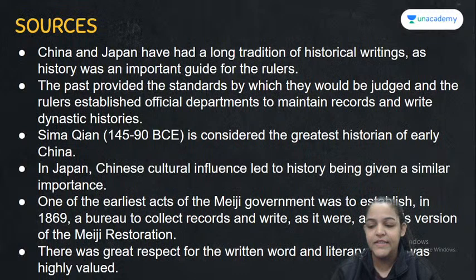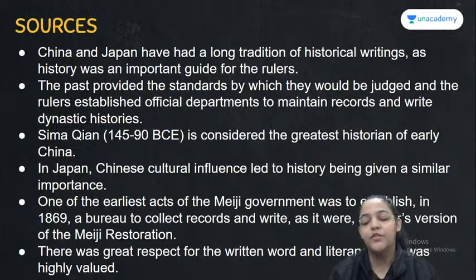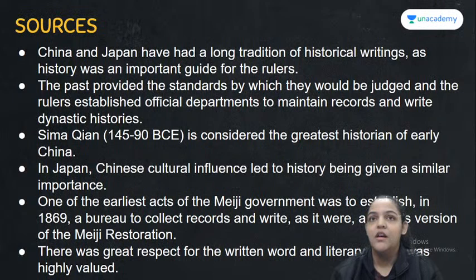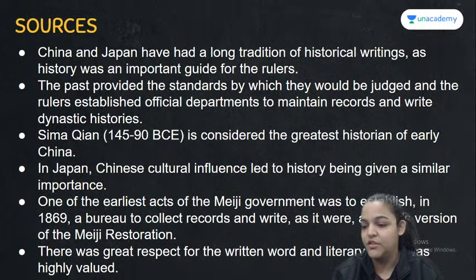So see, whenever I start any lesson with you all, I've always told you that if it is history, we have to understand the sources which are there to understand history, right? Whatever time period we are studying, what sources do we have to understand that time period? So when we're talking about China and Japan, as to how it became the country that it is today, we have to focus on what historical writings we have to understand it. So let's start with our sources first.